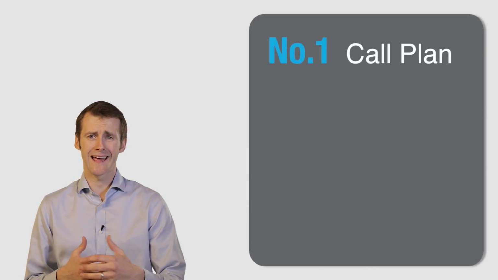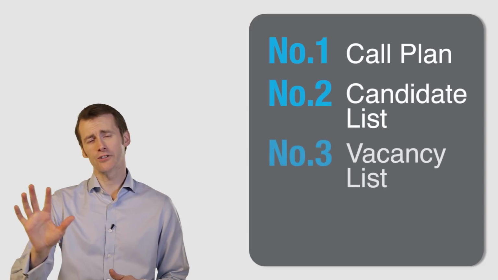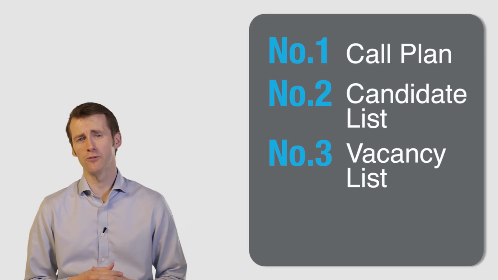So just to recap, the 3 core parts of your daily plan are a day book of all the people that you need to call that day, your candidate list of active candidates, and your list of open vacancies that you know you need to find people for.